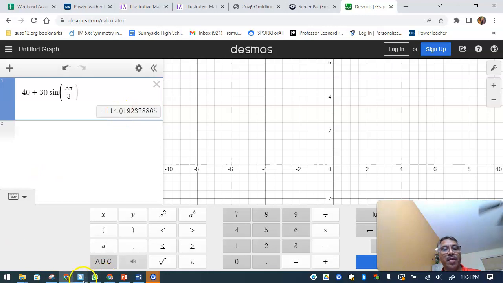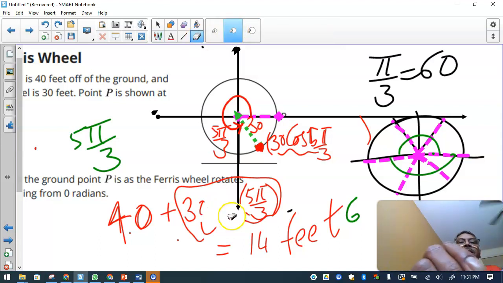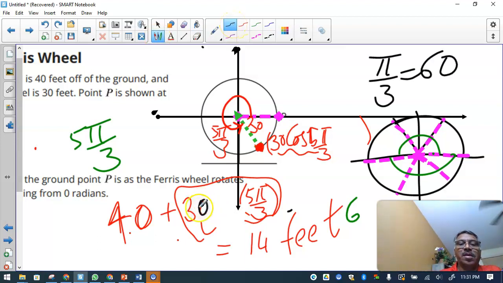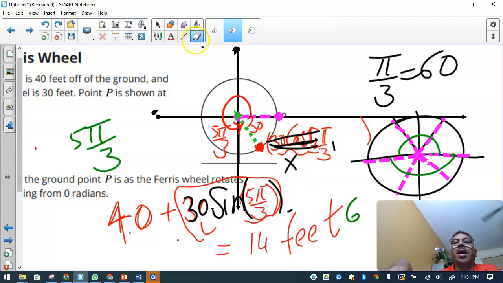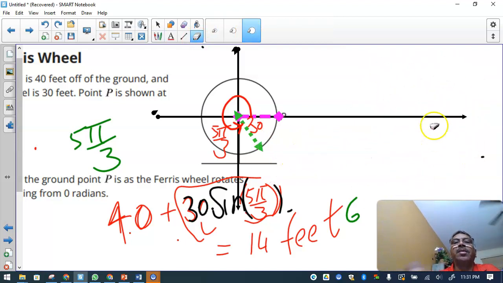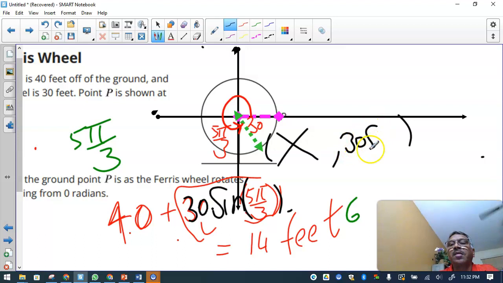I want to make sure I'm doing it right. I made a mistake here. This should not be cosine, but this should be sine. So it is 30 times sine of the angle. The reason is, this is x, right? We want the y. This is x. We don't want y. We want the height. So if I want to know the height, it should be this. This is not needed. What I did is the other one, 30 sine of 5 pi by 3.